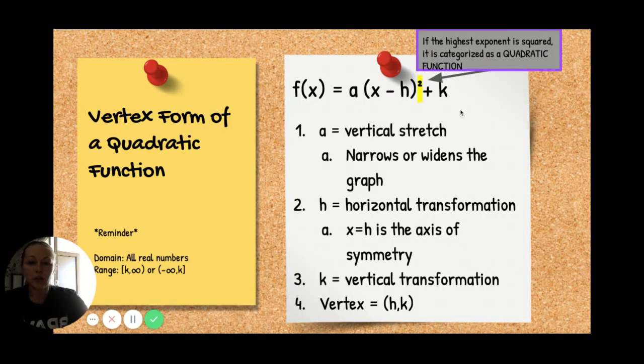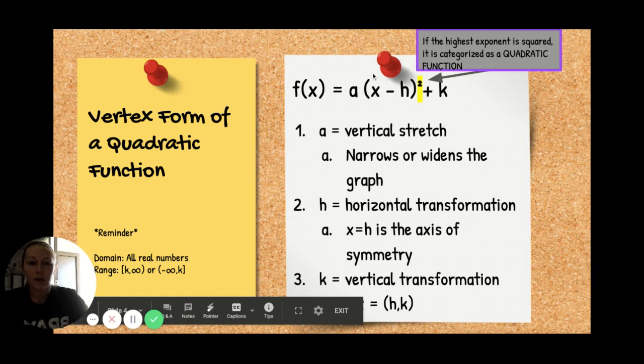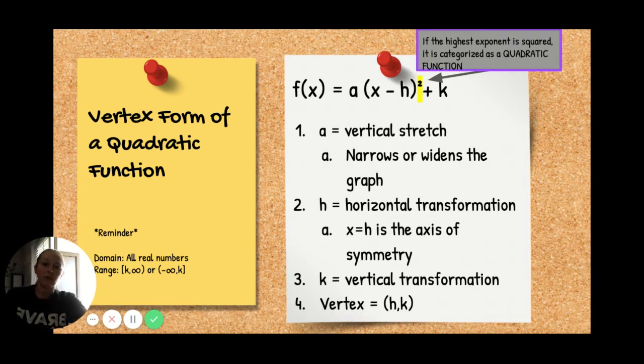So if we look over here, up on our top area, we have our vertex form of a quadratic function. Notice that since the highest exponent that appears there is squared, that's why it's categorized as a quadratic function. So vertex form has that coefficient out front. We use A, and A stands for a coefficient that represents how it changes the graph, whether it narrows the graph or widens the graph. So we call that vertical stretch.